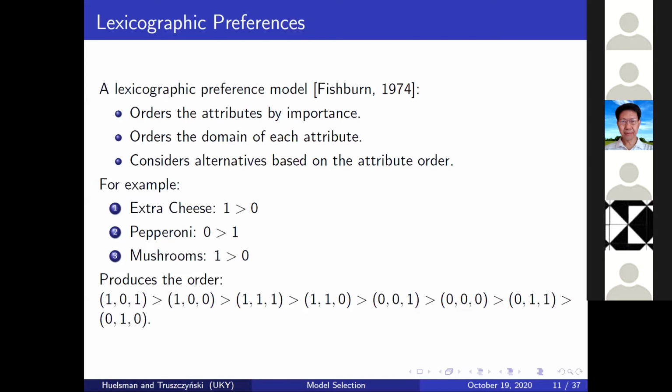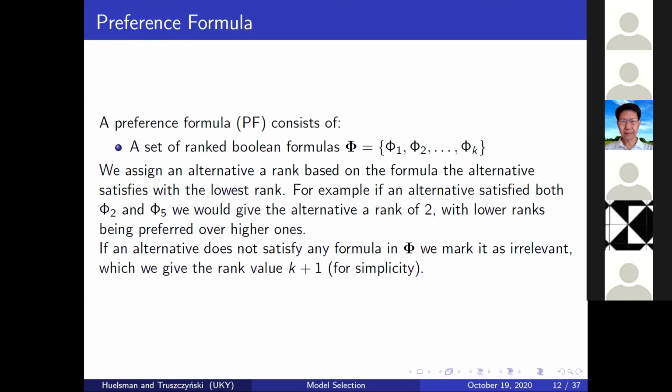And what's important to note for LPMs is that we have this linear order, right? So there's no equivalencies. The way that the models are specified, there can't be equivalencies, and everything is comparable to everything else. So another representation that we use is what's called a preference formula.